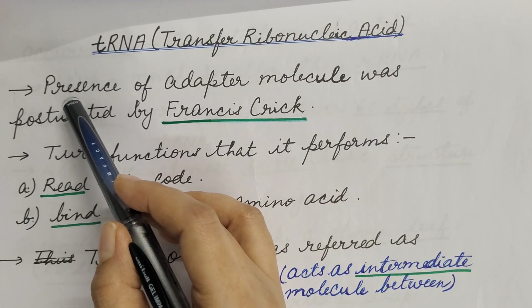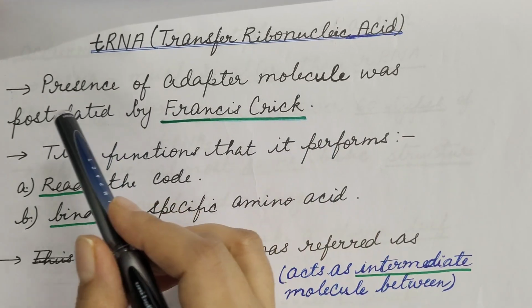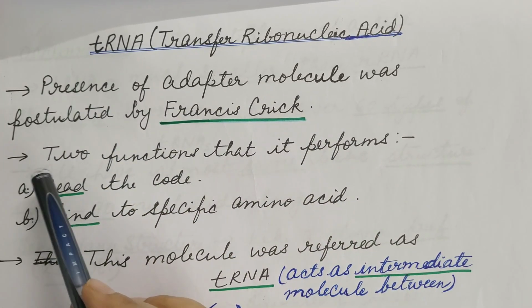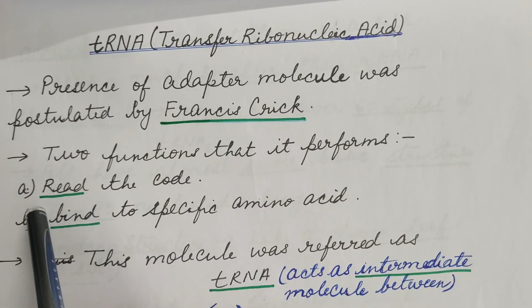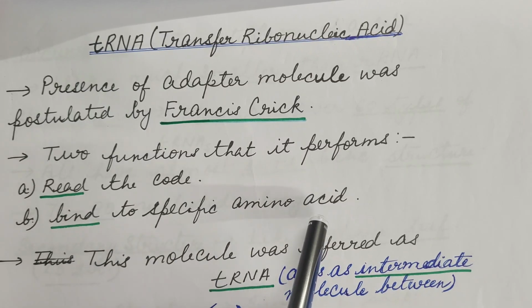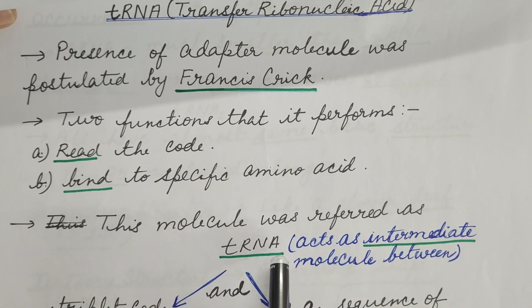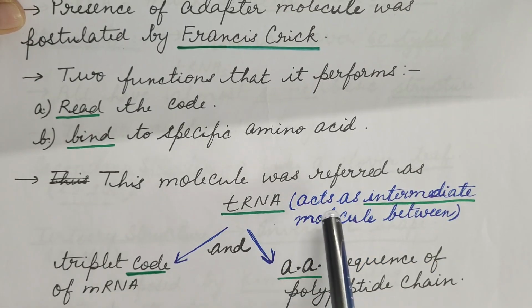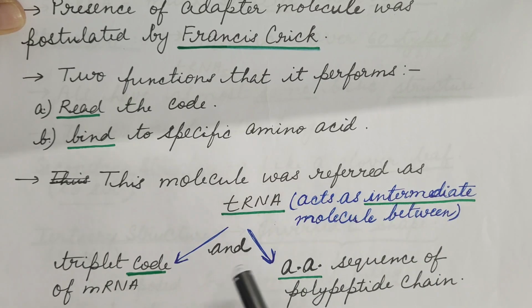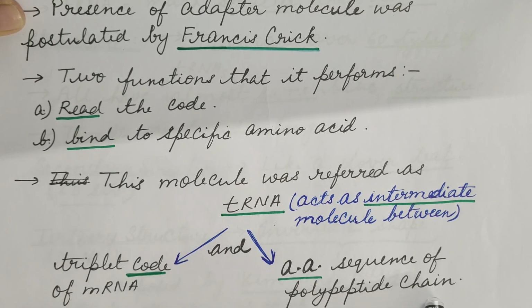First of all, Francis Crick postulated the presence of an adapter molecule, and it was seen that it performs two functions. First, read the code that is present in messenger RNA, and second, bind to a specific amino acid. Later on, this molecule was referred to as transfer RNA. This transfer RNA molecule acts as an intermediate molecule between the triplet code of messenger RNA and the amino acid sequence of the polypeptide chain, that is protein, which is synthesized during translation.